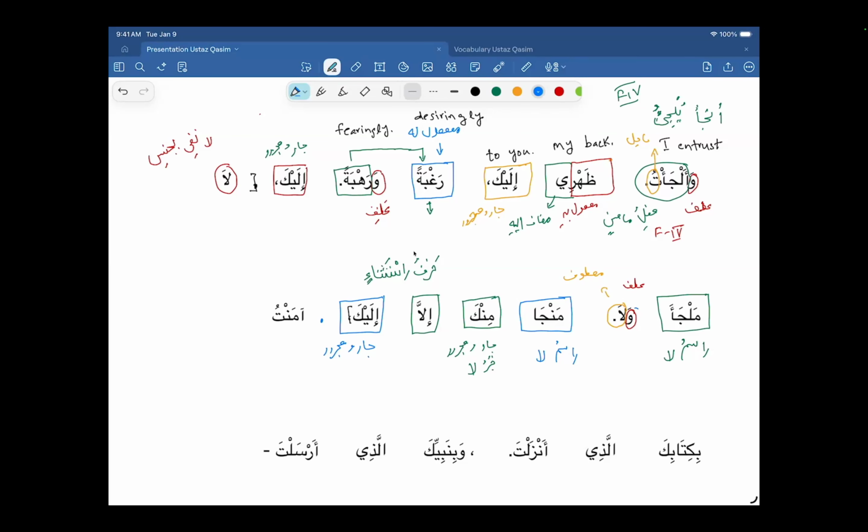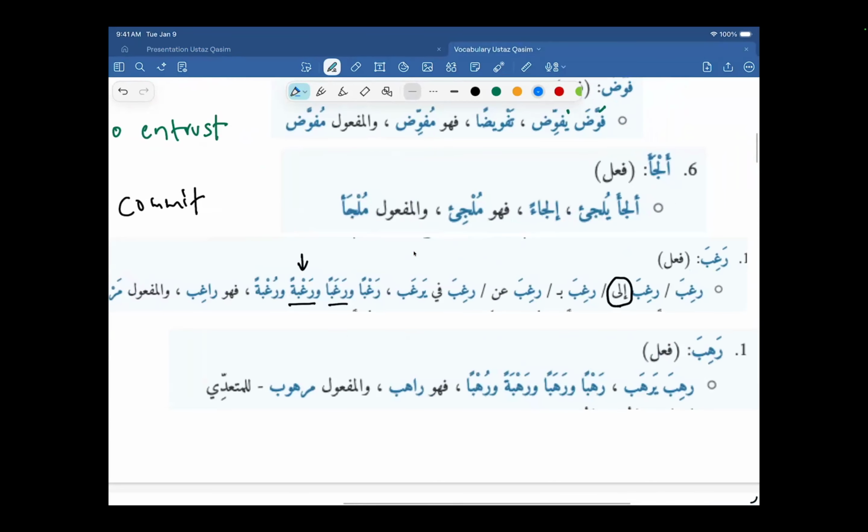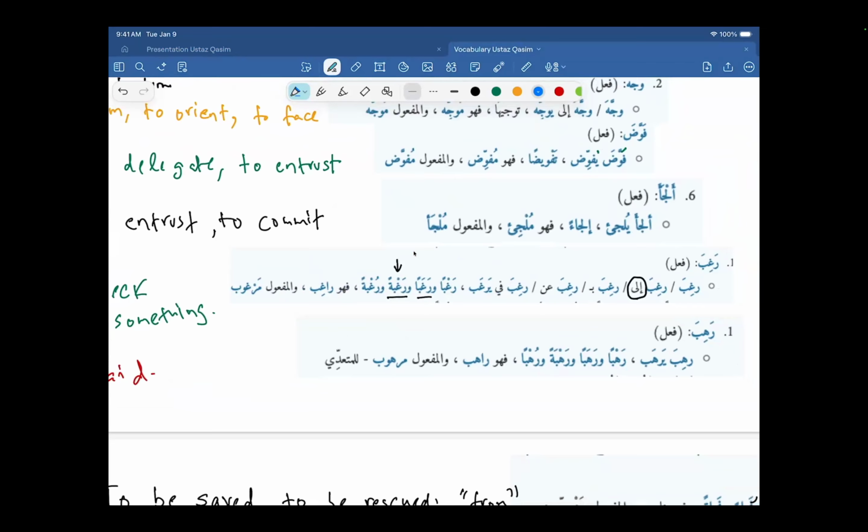Okay, so now let's look at some vocabulary, right? So remember we saw this verb al-ja'a, right? Al-ja'a yulji'u, right? We just saw it a minute ago, to commit.